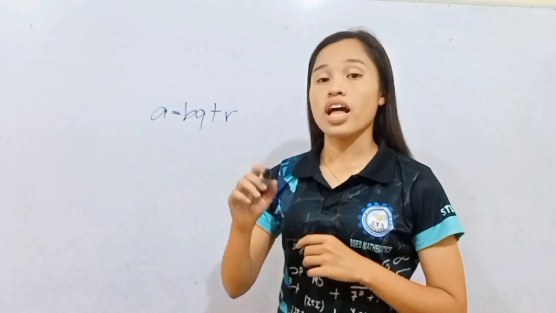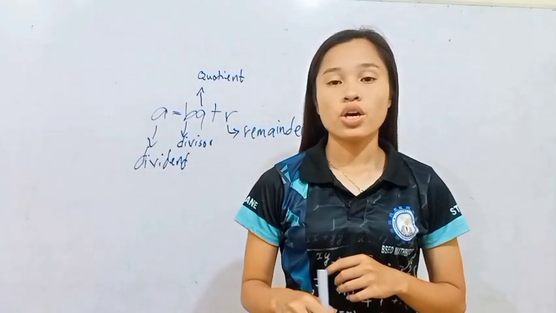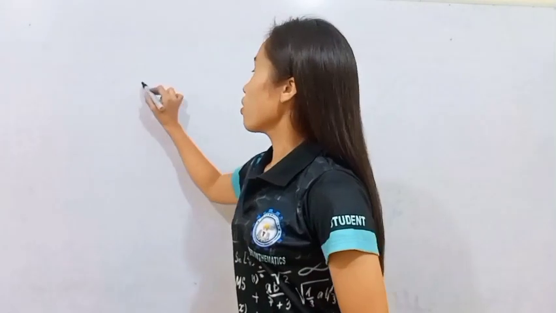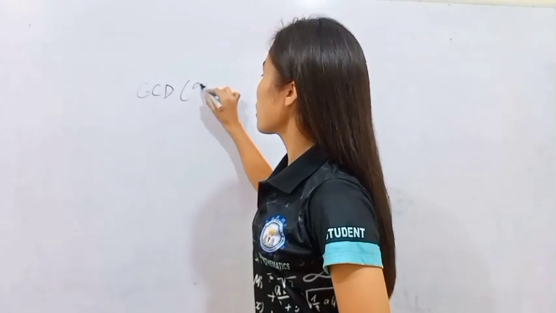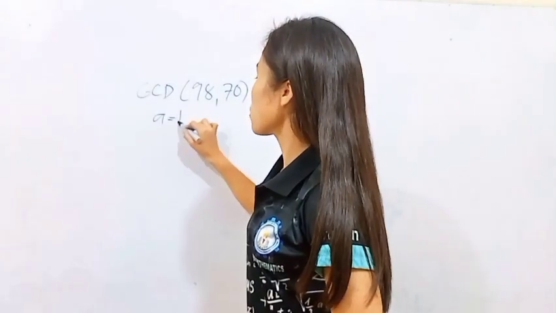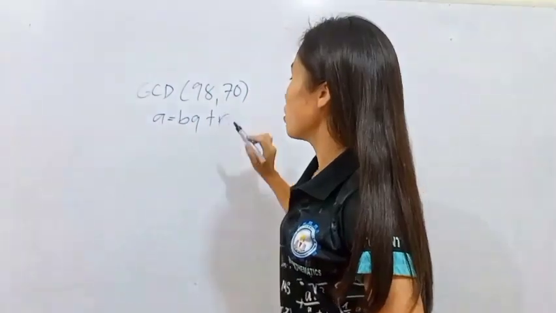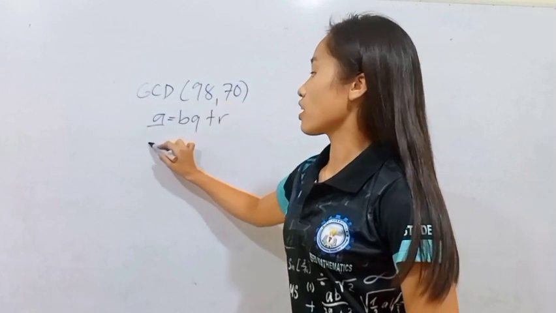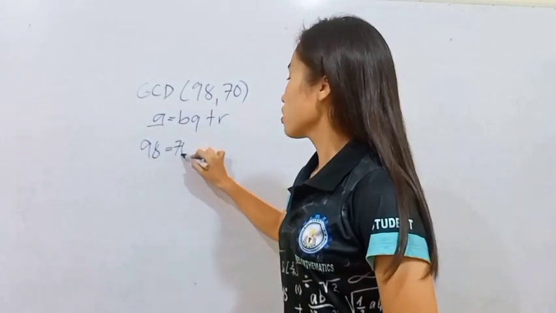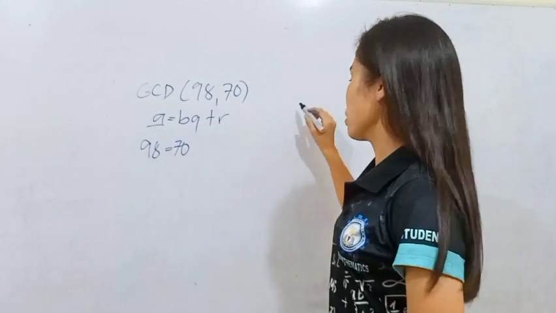In the previous discussion, we already know that the division algorithm is the foundation or the recursion of the Euclidean algorithm. I have here an example on how to find the GCD using the Euclidean algorithm. We have the GCD of 98 and 70. So we have the formula A is equal to B times Q plus R. So our A here is the 98, then the 70 is our B. So do that long division.